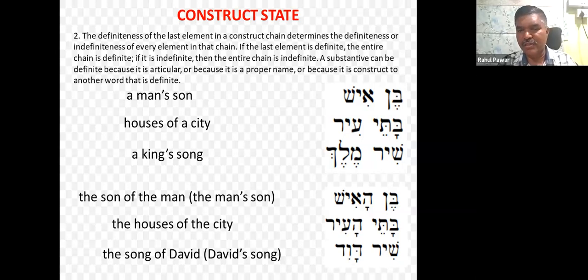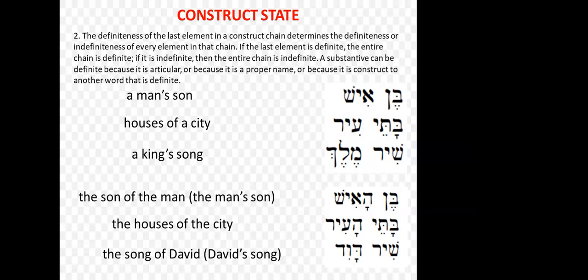There are two ways here. One way they have translated is David's song. For that, the David's song, it will not be feasible. But for song we can apply the article. Because of that, the entire chain becomes definite, because that speaks about the particular song, the song of David.